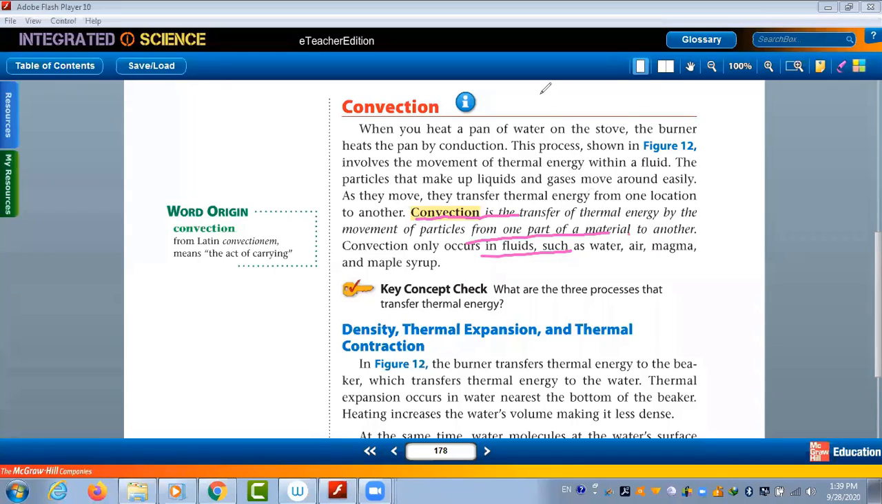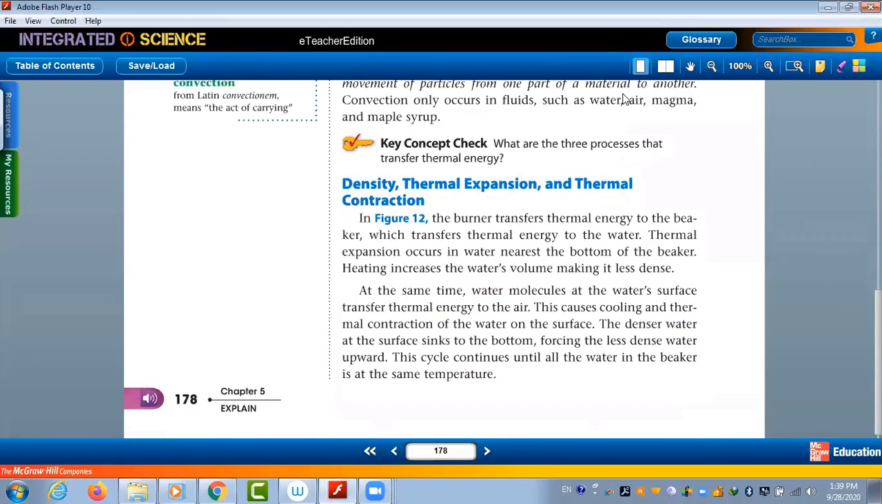Okay, now we move to another part. Now, density, thermal expansion, and thermal contraction. We can read this part. Which one will you choose? Which one?